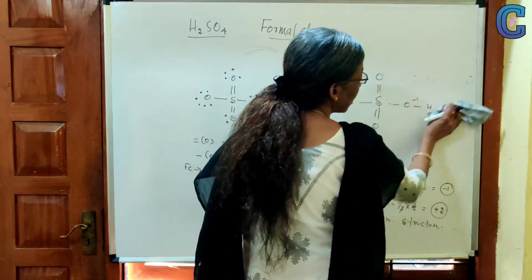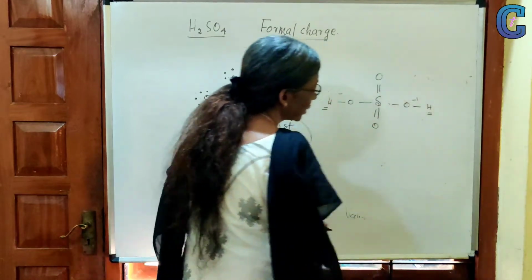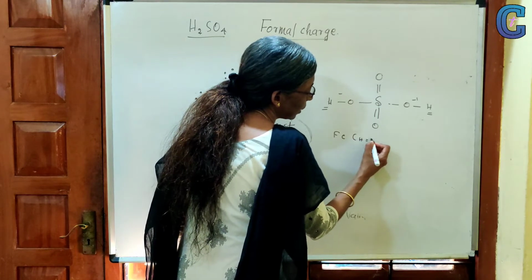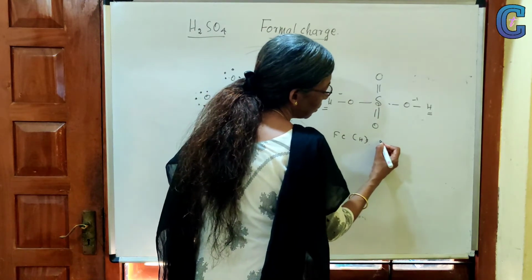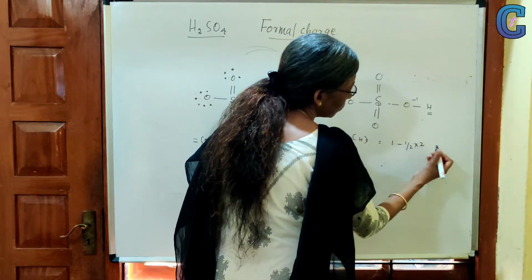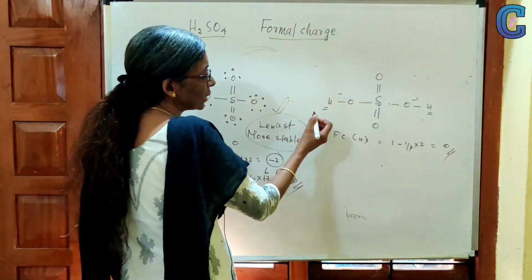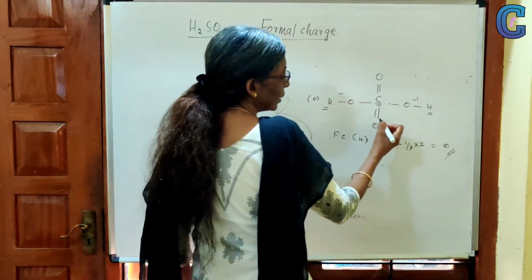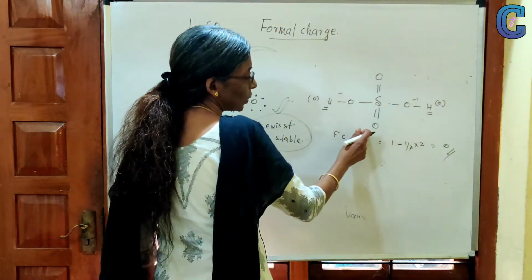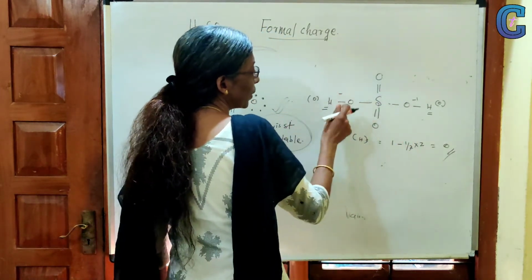So if you want to calculate the formal charge for hydrogen, how will you calculate it? Formal charge for hydrogen is equal to valence electron 1 minus half into 2. So 1 minus 1 is equal to 0. So in sulfuric acid, this hydrogen is 0, and this hydrogen also becomes 0. So this is the sulfuric acid structure.